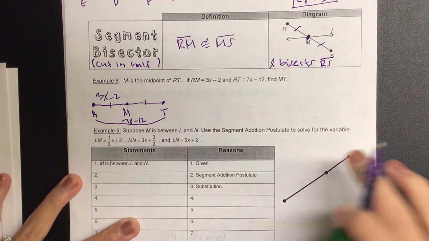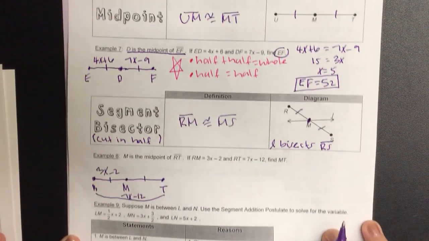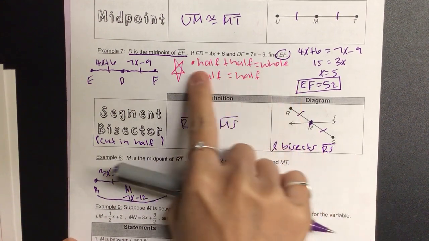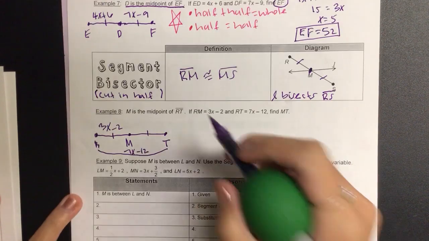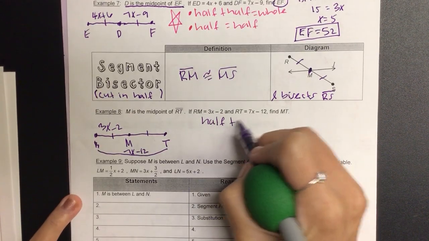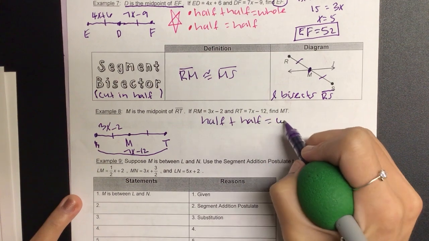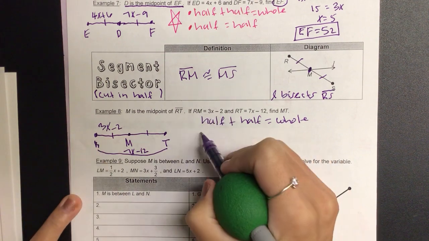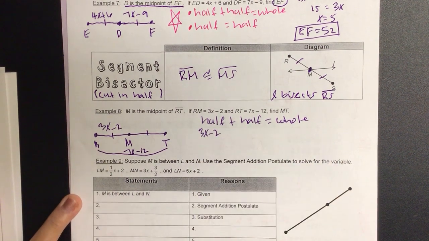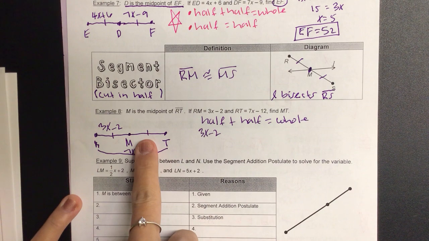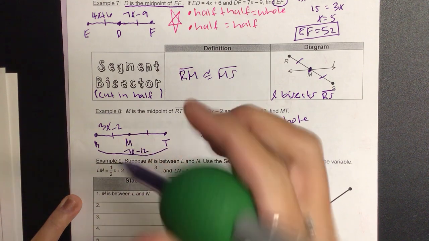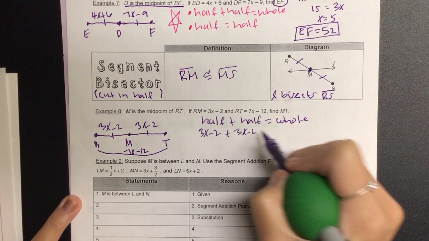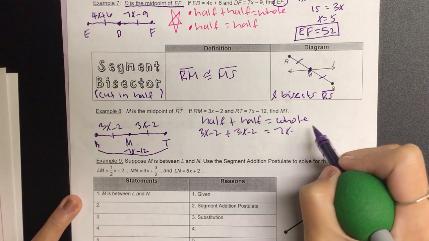All right, let's go to our formula we discussed. When the whole thing is not given, we do the second one. When the whole thing is given, we do half and half, right? So let's write on here: half plus the other half. And I know you're going, well, that's missing. So we know this half. Can I say MT is also 3x minus 2 because they're equivalent? Yes. Another half, 3x minus 2, is equal to the whole, 7x minus 12.